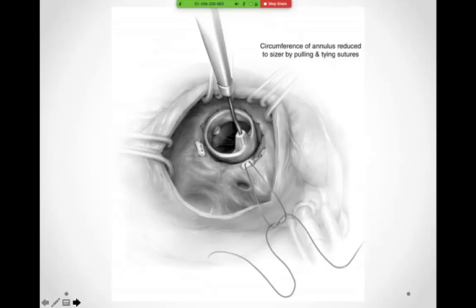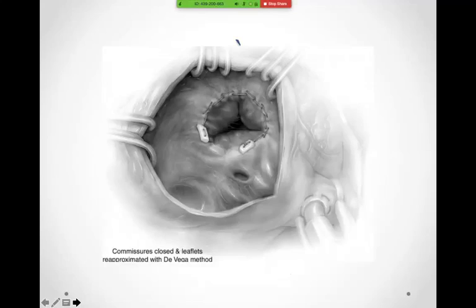So how do you size it? Generally, you use a 30 mm Starr-Edwards sizer for sizing, and keeping the sizer, we tie off the suture so that the annular size reduces effectively along the anterior and the septal leaflet. Next slide, please.